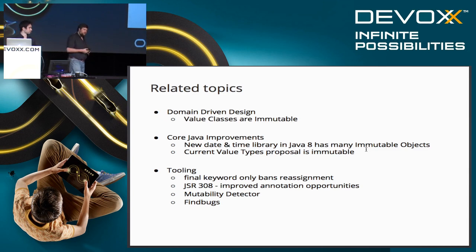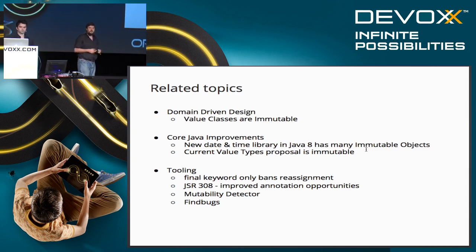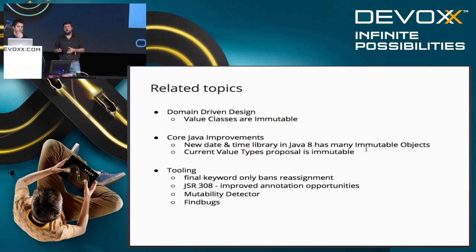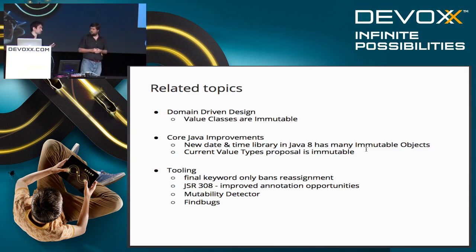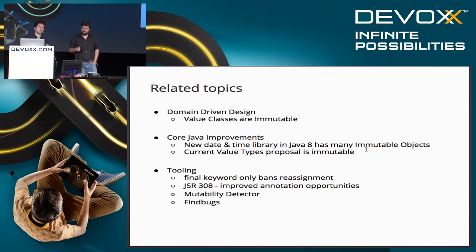A few of the improvements in core Java libraries over the last few years have been focused upon writing classes or moving to a more immutable style. So the date and time library in Java 8 follows this model exactly, of having immutable classes nearly everywhere. But it's worth mentioning, it's been good practice for a long time actually. If you look at the integer class or the string class in Java, they're all immutable as well. Also, the current details of the value types proposal seems to be focused on having immutable values.